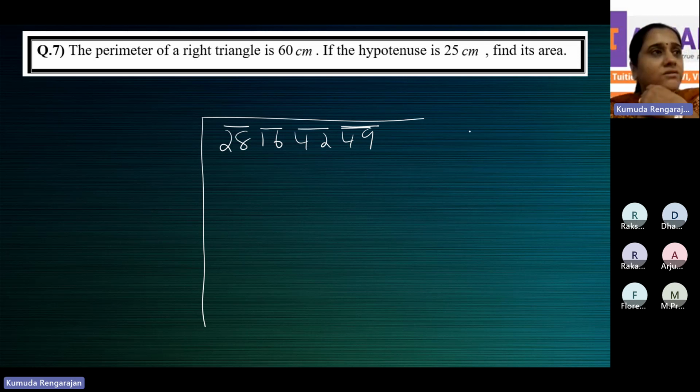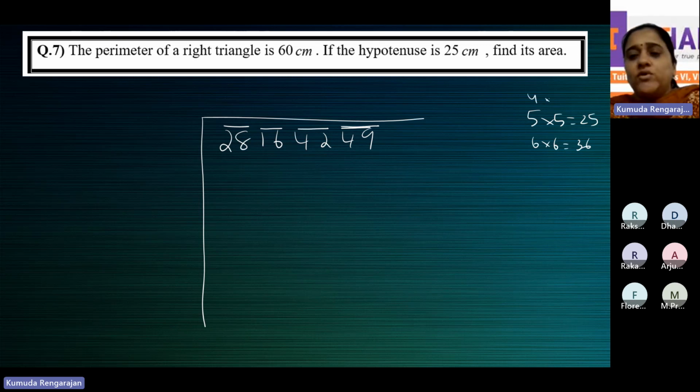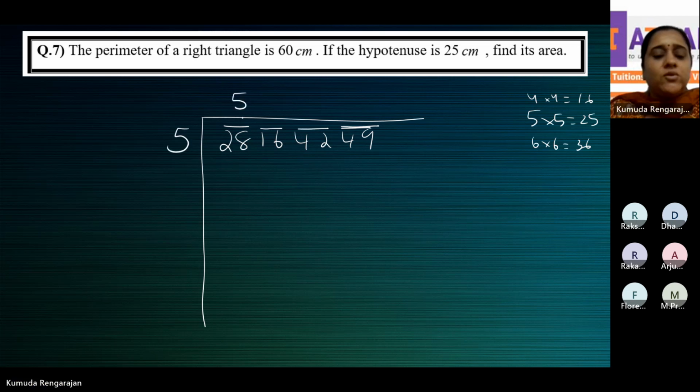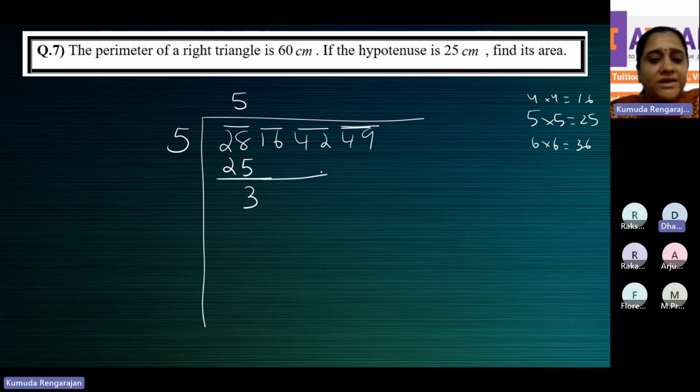Now, what will give you 28? 5 fives are 25. 6 sixes are 36, that's more. You cannot use regular numbers, you should use square numbers like this. So the closest is 5 fives are 25. And what's the remainder? 3 is the remainder. Then bring the next pair down.